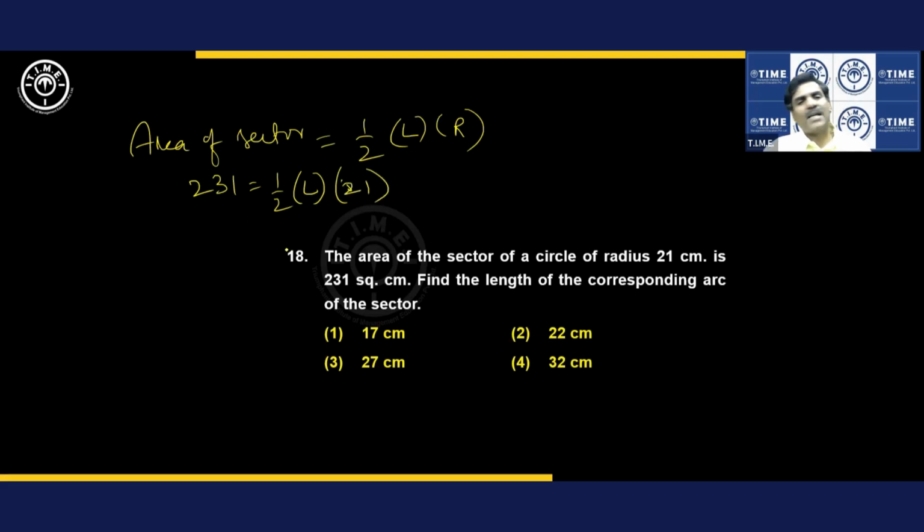21 into 11 is basically 231. So 11 is nothing but L by 2. That indicates L is 22. So if we know that the area of a sector is given by half LR, nothing else is required for answering this question. Much easier question. Otherwise, if you go for theta by 360 into pi r square, we can still answer, but that will make the calculation somewhat lengthy.